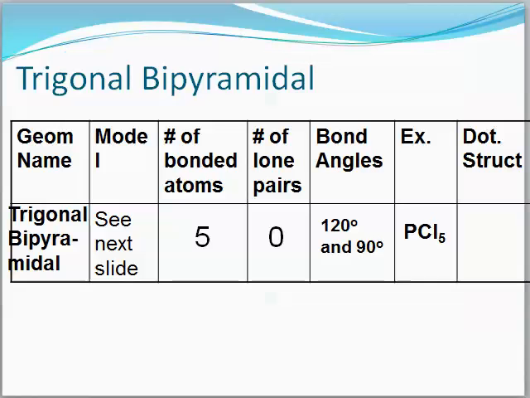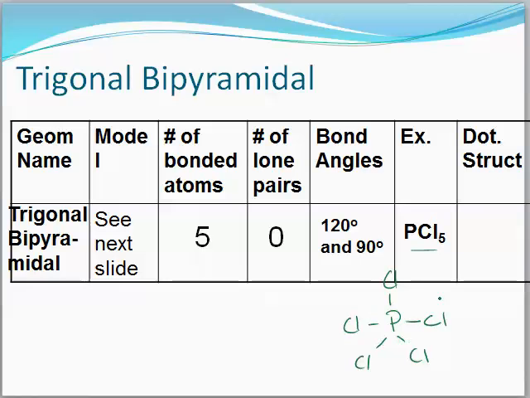The next 2 shapes we don't come across very often. The first one is referred to as trigonal bipyramidal. This happens when there are 5 atoms bonded to our central atom and 0 of them are lone pairs. An example here would be PCl5. If we were to create the Lewis dot structure for this, we would create something that would look like this. Remember, phosphorus, because it's in the 3rd row, can accept more than 8 valence electrons because it has access to that 3D orbital. And so we would create a Lewis dot structure that looks like this.